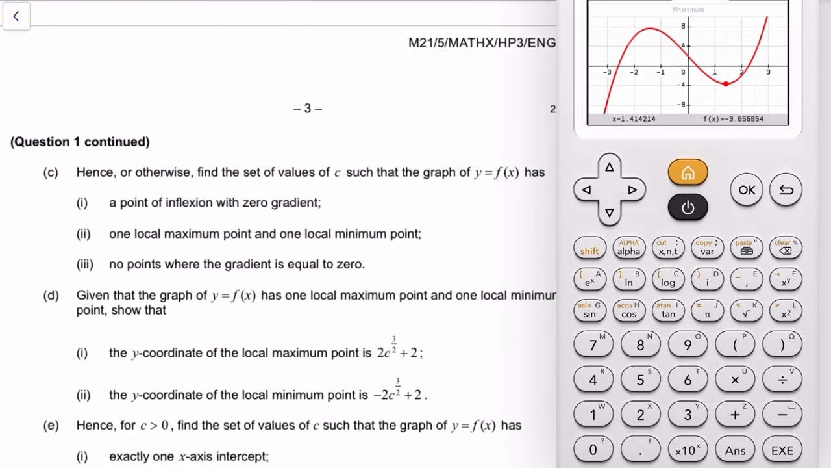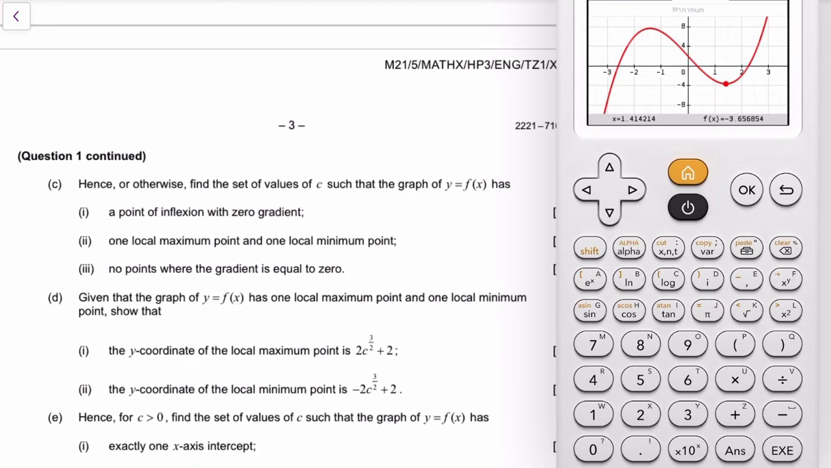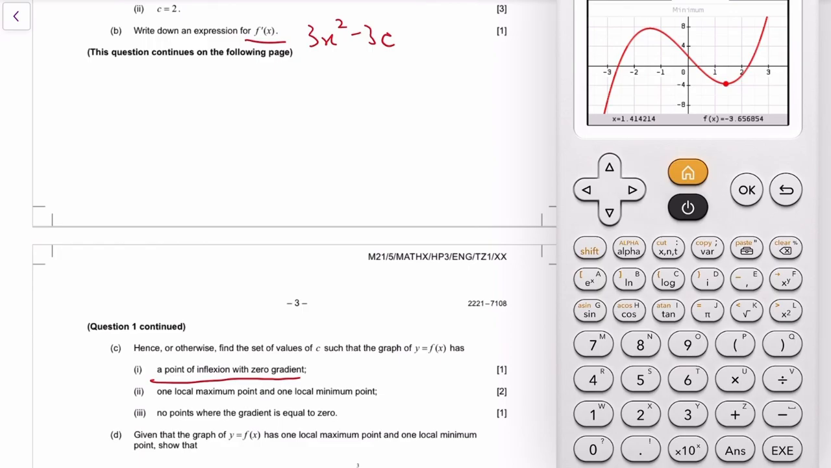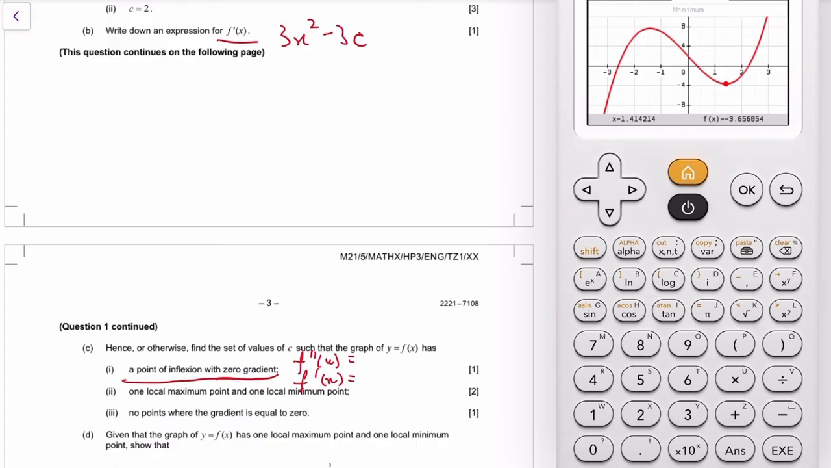And so otherwise, find the set of values of c such that you'll have a point of inflection with zero gradient. So a point of inflection is where the second derivative is zero. Zero gradient means the first derivative is zero. So we need both of them to be at the same point, right? If the first derivative is zero, we have 3x squared minus 3c equal to 0. Then x squared equals c. So x is plus or minus square root c.